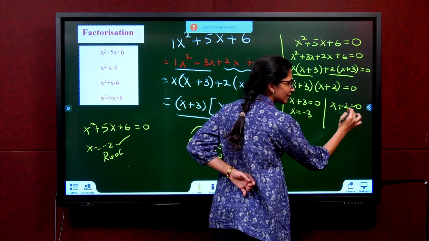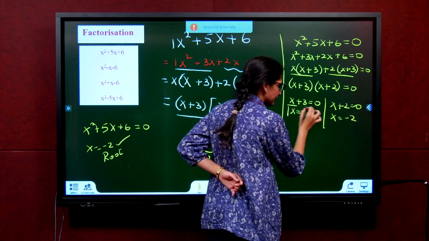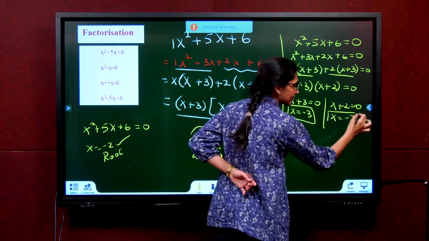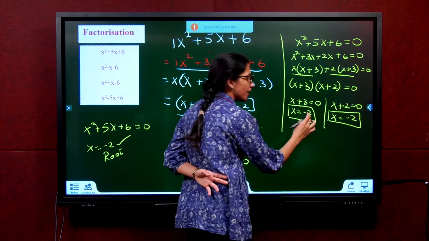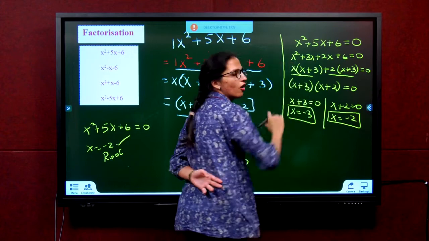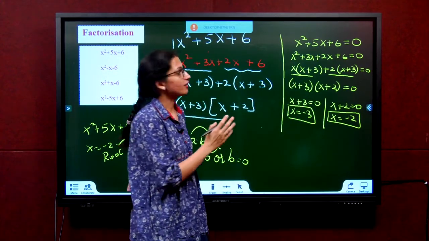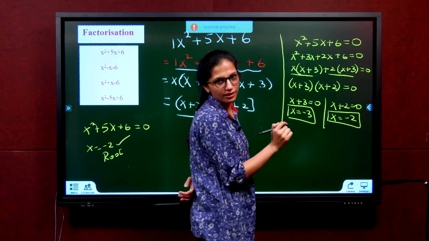If x plus 2 is 0, send 2 that side. What is x? Minus 2. x equals minus 3 and x equals minus 2 is the answer. That means x equals minus 3 and x equals minus 2 are the zeros of this equation, are the roots of this equation, are the solutions of this equation.